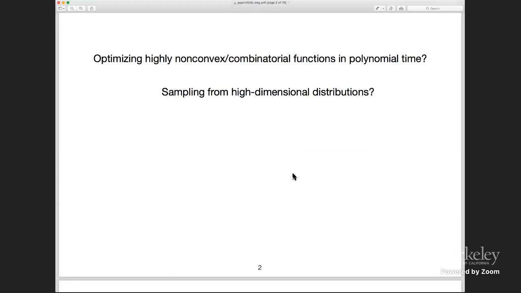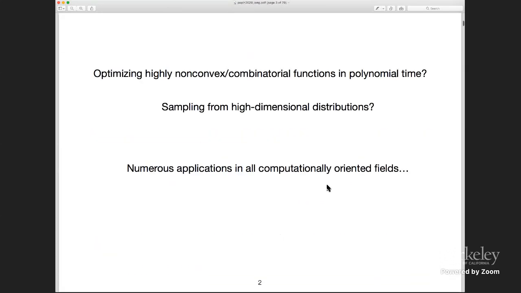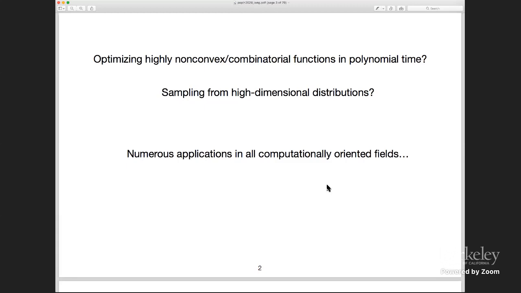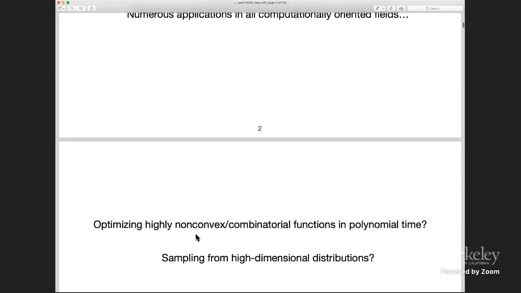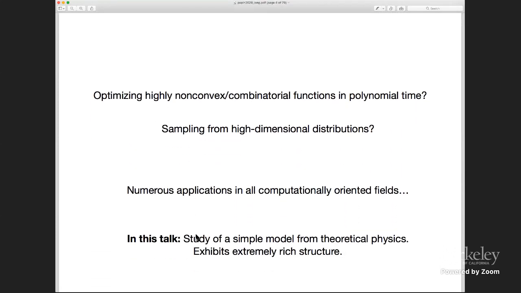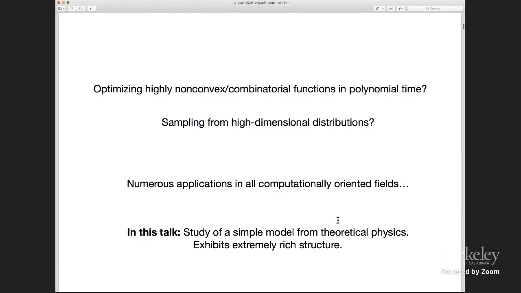The objective here is to try to optimize highly non-convex and combinatorial functions in polynomial time. The second related question is that of sampling from high dimensional distributions, and whether that is possible in general. There are numerous applications in all computationally oriented fields, and we've heard very related questions in previous talks this morning. The idea here is to study a simple model from theoretical physics, which exhibits a very rich structure, and hopefully exploit that structure in order to design algorithms.